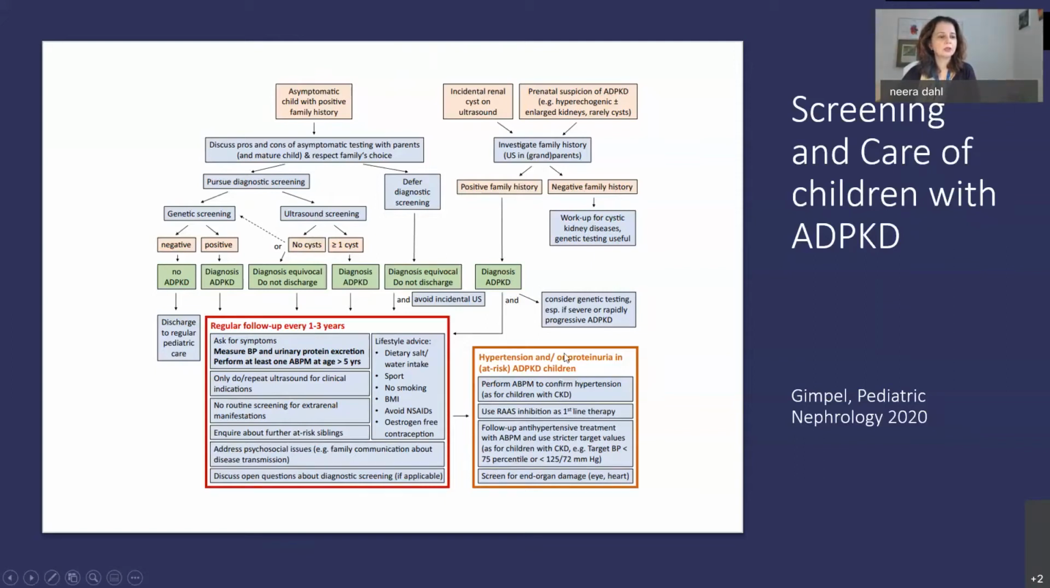And here in particular for the children, what we're following is, is there hypertension and/or proteinuria in the kids who are at risk? And if there is, then they would benefit from treatment of the high blood pressure with RAS inhibition and with particular targets aimed at limiting end organ damage from the hypertension.